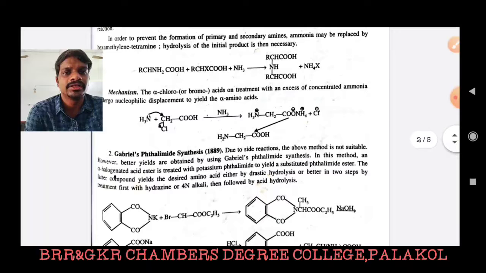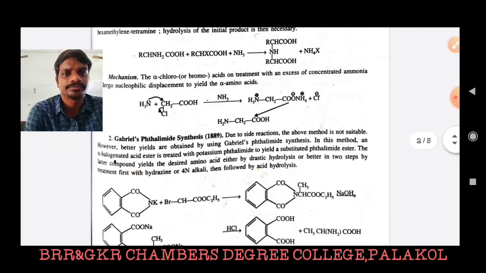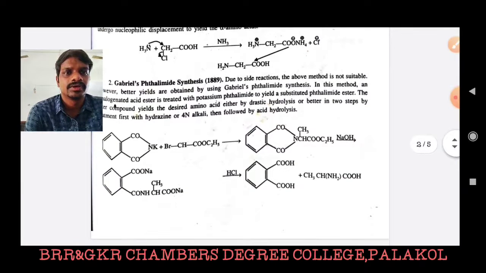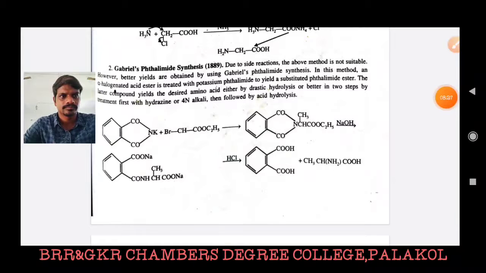And the second method for the preparation of amino acids is Gabriel-Phthalimide synthesis. The first method has some side reactions. Due to those side reactions, the above method is not suitable for the preparation of amino acids. Better yields are obtained by using Gabriel-Phthalimide synthesis.